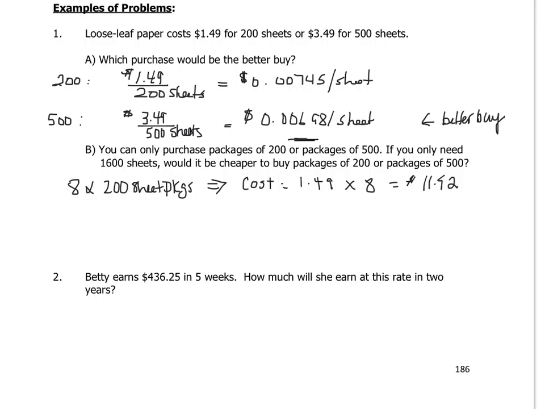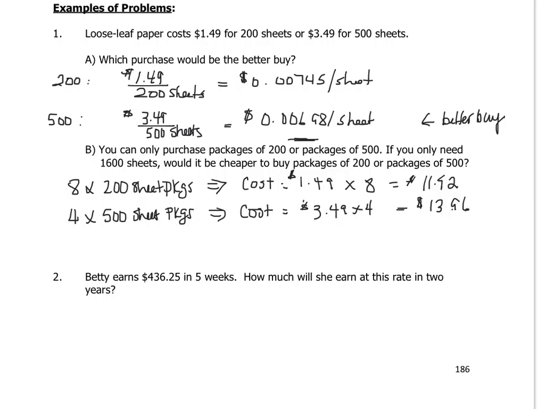And if you're buying the packages of 500 to get 1,600, 3 would not be enough, because 3 packages of 500 are only 1,500. You would actually need to go with 4. So 4 times 500-sheet packages, and that would give you a cost of $3.49 times 4, which would give you $13.96.